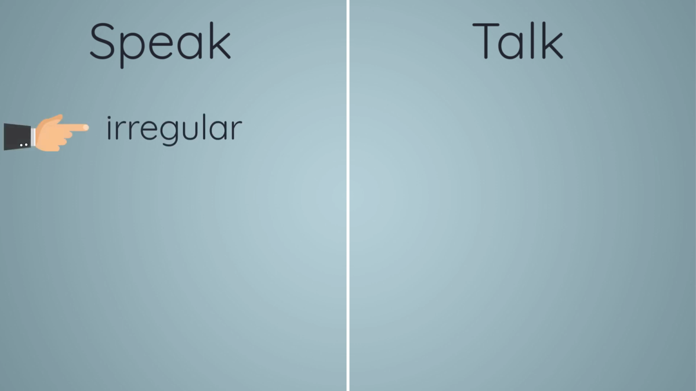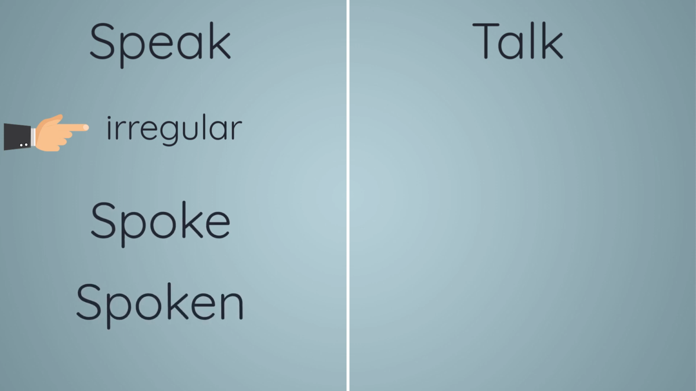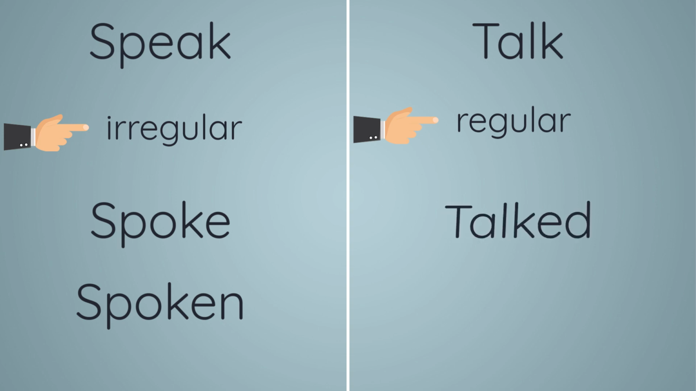Okay, so what about the verbs speak and talk? Just like say and tell, the verb speak is irregular. So in the past tense, we use spoke, and spoken in the past participle. But talk is just a regular verb. So in the past tense, we need to add ed, talked. And to pronounce the past tense form of a regular verb, here we have talk, we need to add the t sound to the end. Talked.